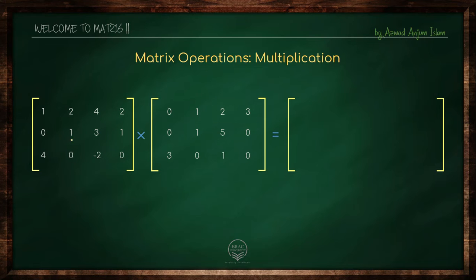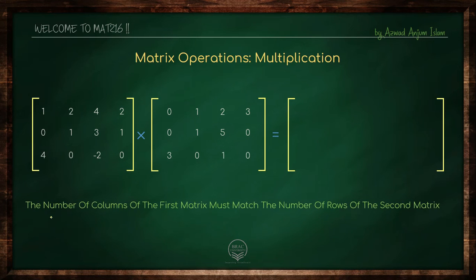Now this is a 3x4 matrix, this is also a 3x4 matrix, but for multiplication the rule is a little different. The number of columns in the first matrix has to match the number of rows in the second matrix. So an m into n matrix has to be multiplied with something that starts with n into k, and then we will get a matrix that is m into k in dimension.